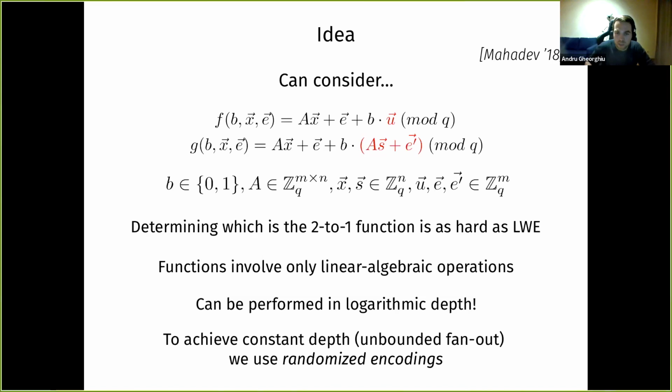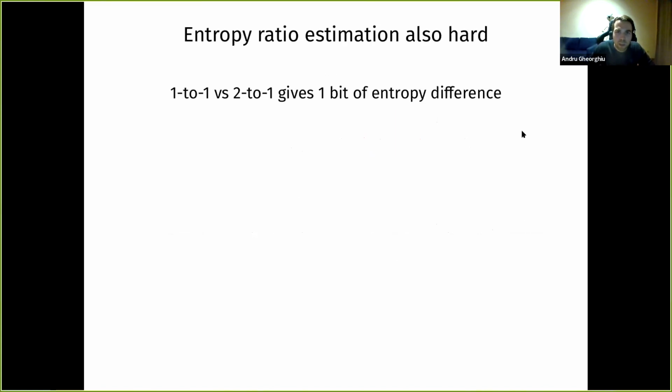So what about the constant depth case? I won't go into details on this, but there we used another notion from cryptography called randomized encodings. And this will also give you, for constant depth circuits with these unbounded fan-out gates, a reduction to this learning with errors problem.